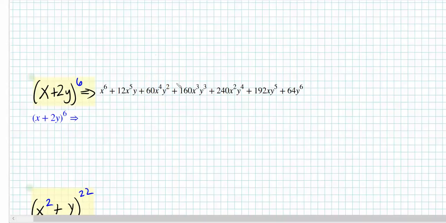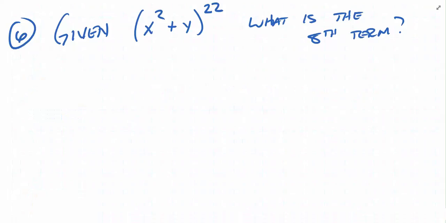Okay, last type of problem that I want you to understand from section 10.5. Here's a more challenging one. We're given x squared plus y all raised to the 22nd power. And I just want the 8th term. It'd be very mean of me to say, expand that thing. Because how many terms would there be? 23 terms. You guys would hate me, and that would not be fun. I just want one term. I want the 8th term.